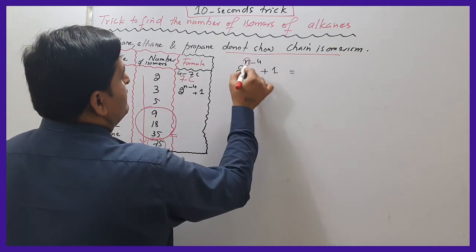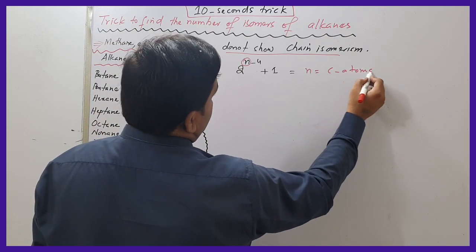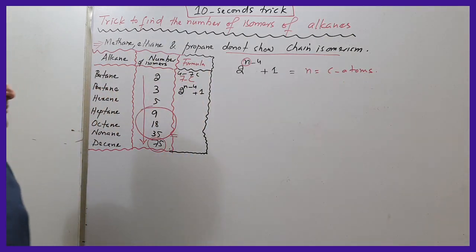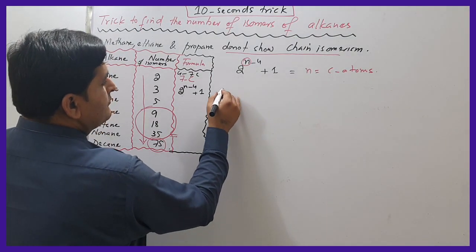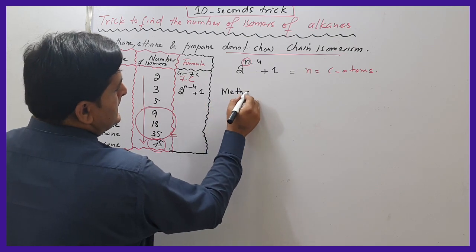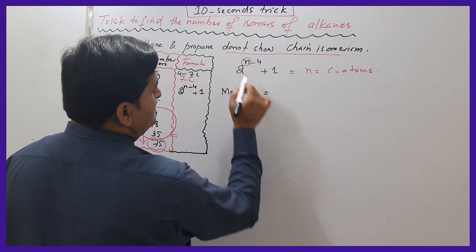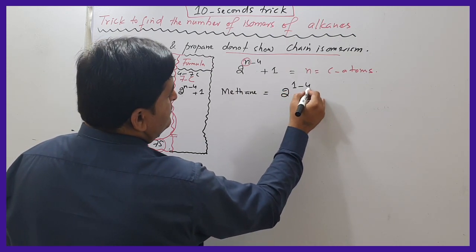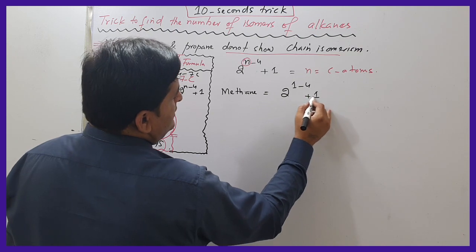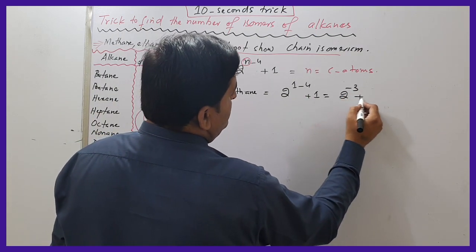Now n is the number of carbon atoms. So starting from methane, we put the value of carbon atoms in this formula: 2 power 1 minus 4 plus 1 is equal to 2 power minus 3 plus 1.